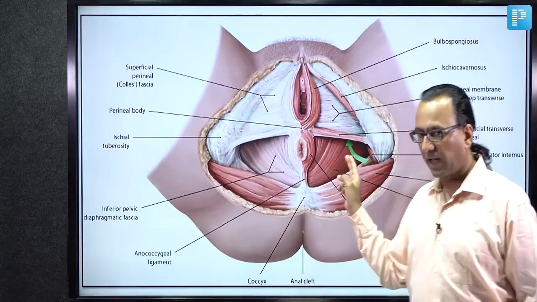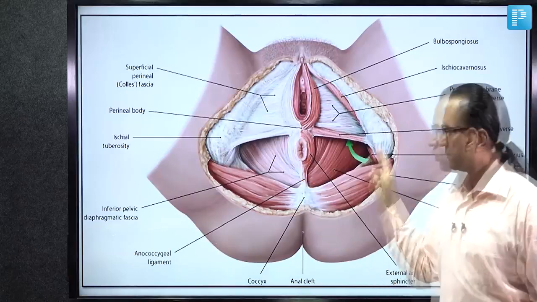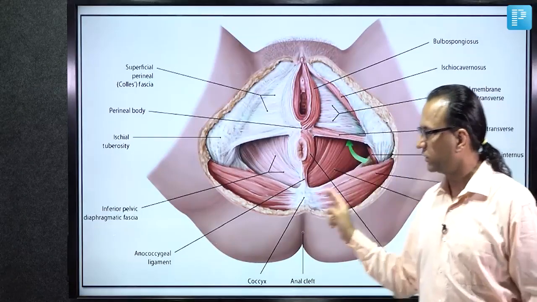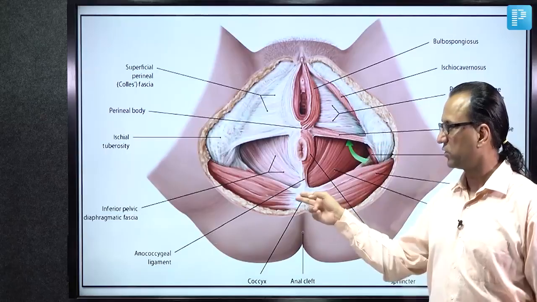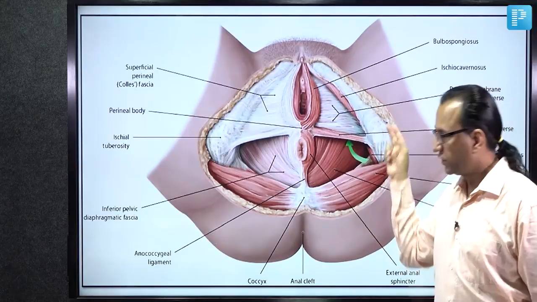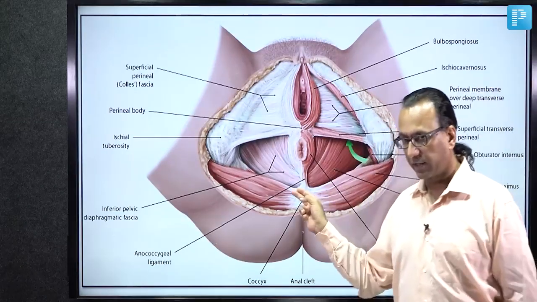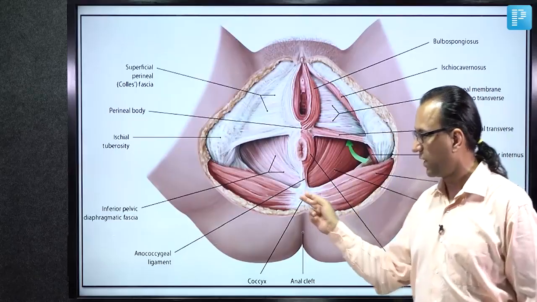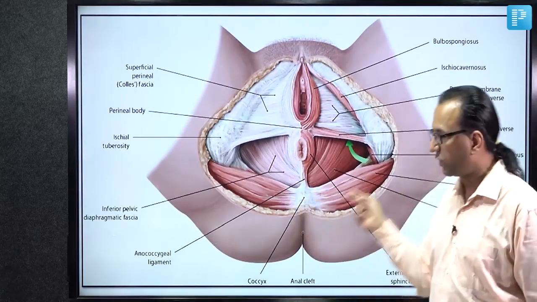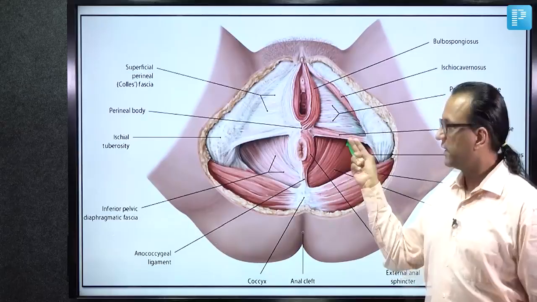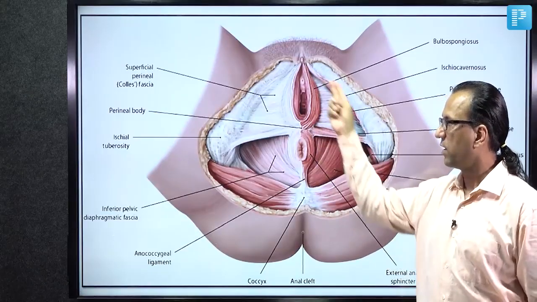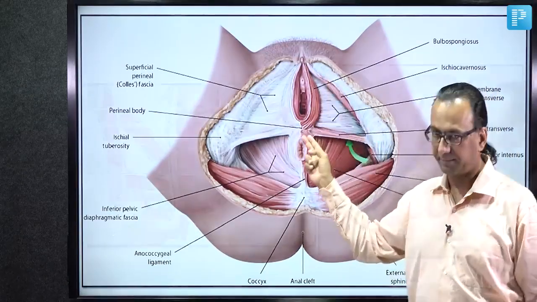This ischiorectal fossa has the posterior boundary of the gluteus maximus muscle, which takes origin from the sacrum bone here and the ischium bone here. So it is called the ischial tuberosity. The sacrotuberous ligament is also present posteriorly along with the gluteus maximus, forming the posterior boundary of the ischiorectal fossa. Anteriorly, you have the STP muscle and the membrane, which is called the perineal membrane.